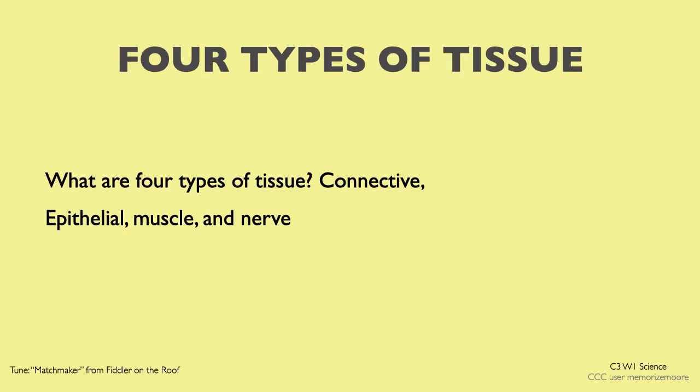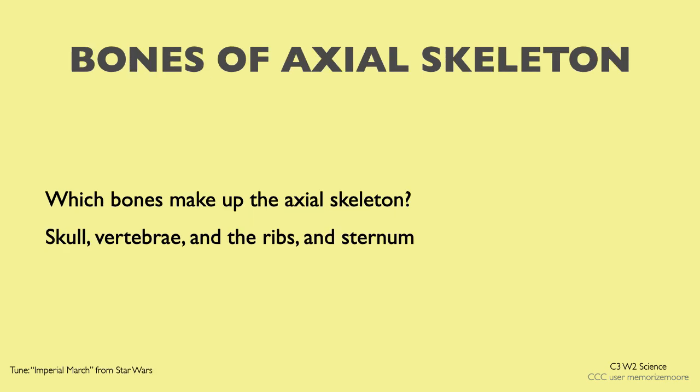What are 4 types of tissue connective? Epithelial, muscle, and nerve. Which bones make up the axial skeleton? Skull, vertebrae, and the ribs and sternum.